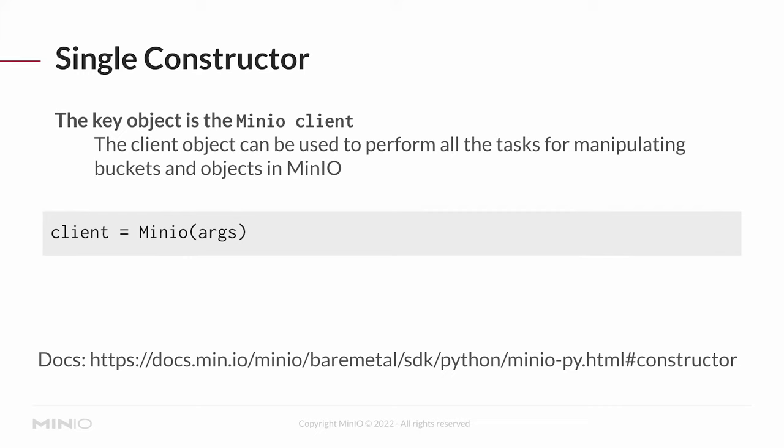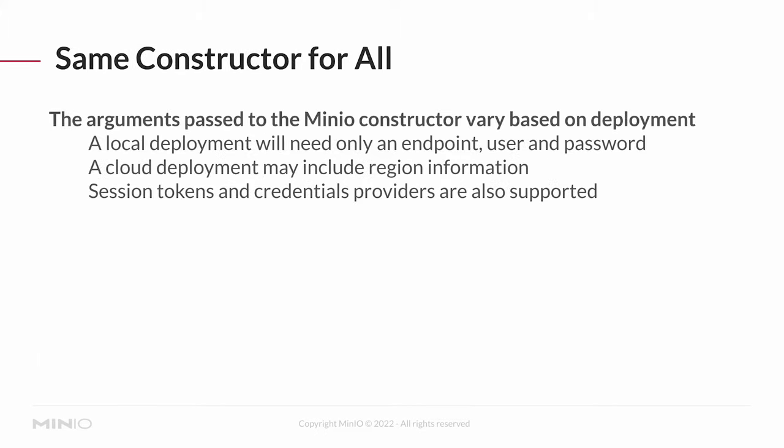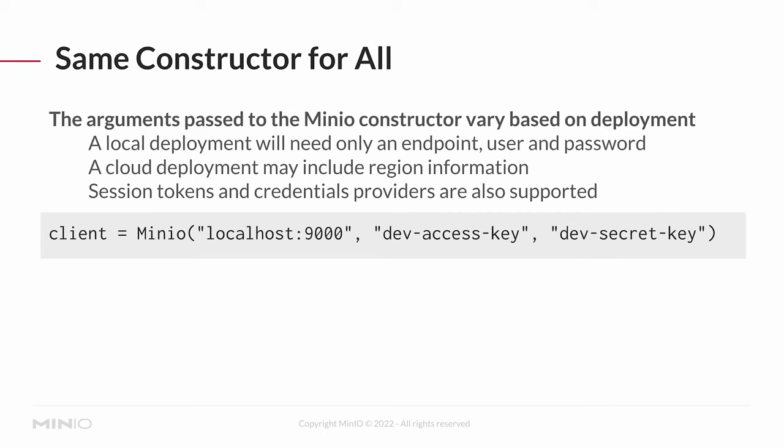Generally speaking, when we're writing this, we write it out, client is going to be your MinIO object. And that client is where you're going to run all of your various code against. The nice thing about this is that there's this single constructor for all the different possibilities for how you've deployed this. In a local deployment, you really only need an endpoint and a user and a password. A cloud deployment might use some region information. There are also ways to use session tokens and credential providers. All of that stuff is built in, but you still use the same constructor. So I don't need to worry about changing this line of code that often. So I have my client, it's this MinIO, I'm connecting to localhost, I have an access key, I have a secret key, and I'm done.